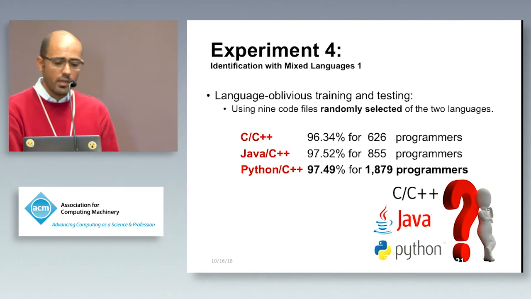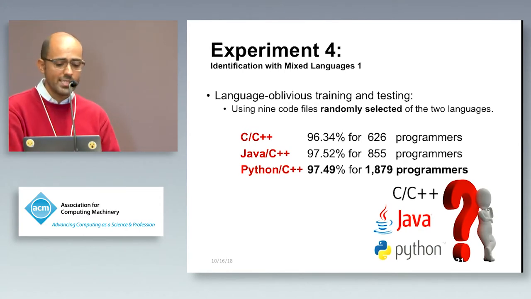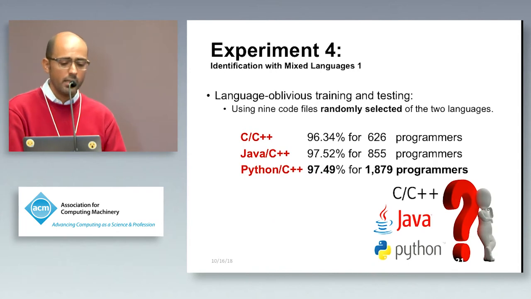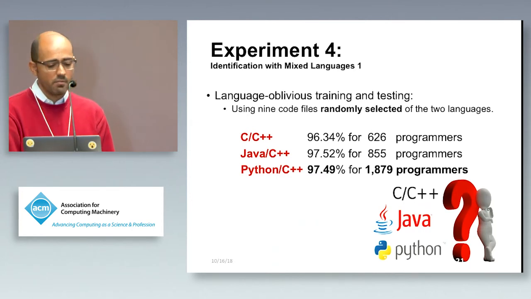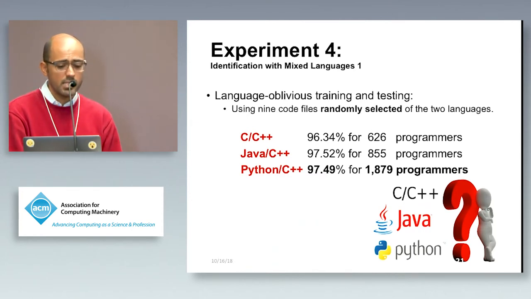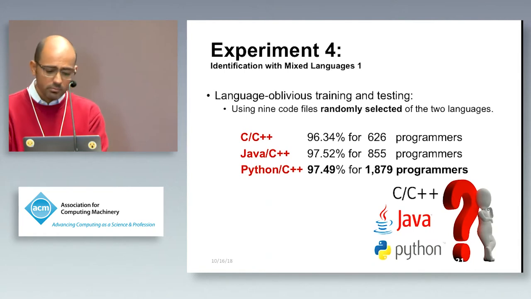If we use identification with mixed languages, meaning you start with a training set that is C++ and C, or Java and C++, or Python and C++, you'll be able to identify code that is either C++ or C using a model trained with such data with 96% accuracy, 97% accuracy with Java and C++, and 97.5% accuracy with Python and C++ for a large number of programmers.